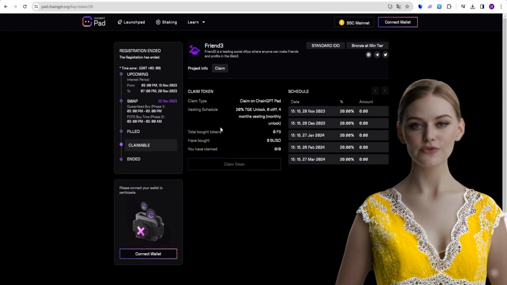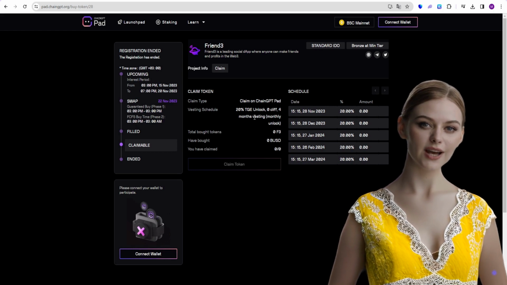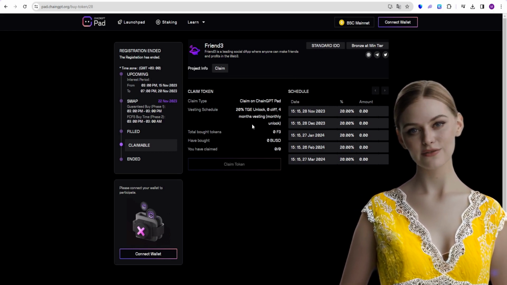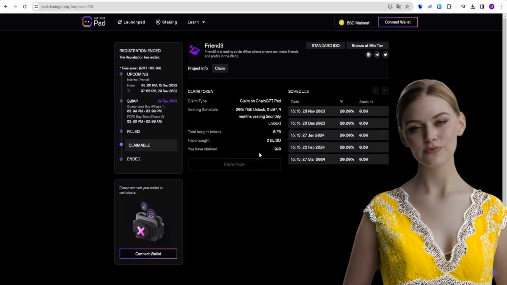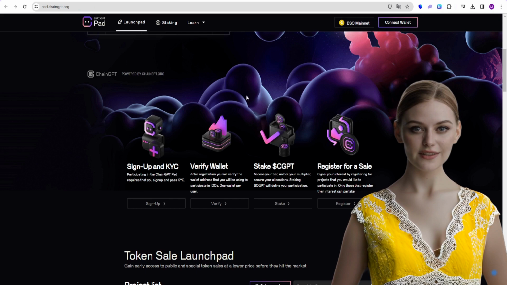ChainGPT has a remarkable feature. This launchpad offers protected presales. If the IDO you participate in doesn't yield good profits when listed, you have the right to withdraw your invested money. I believe this is a fantastic feature.